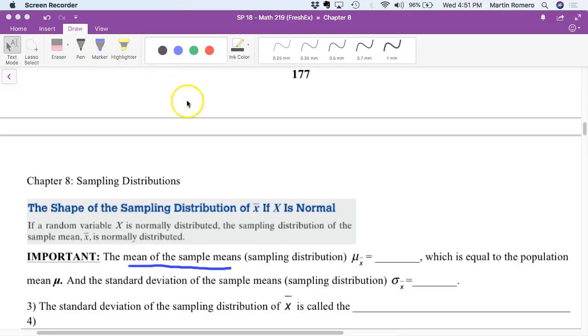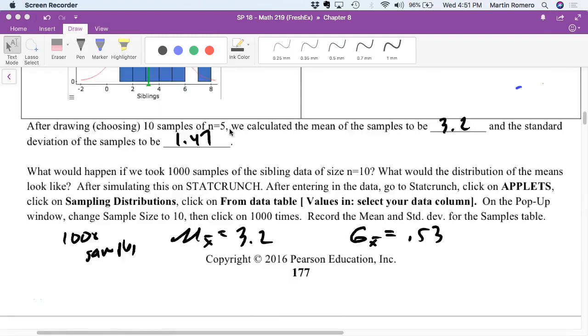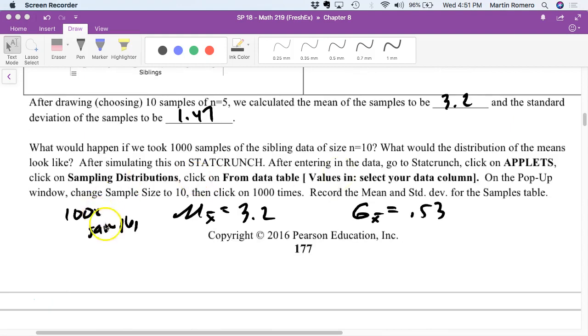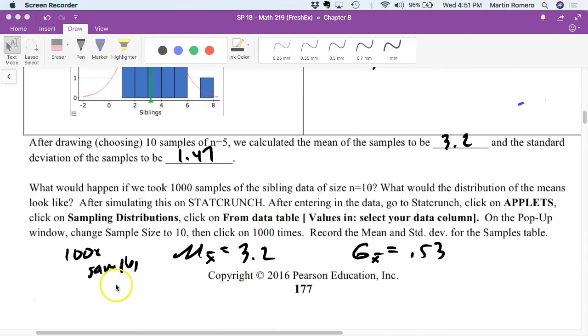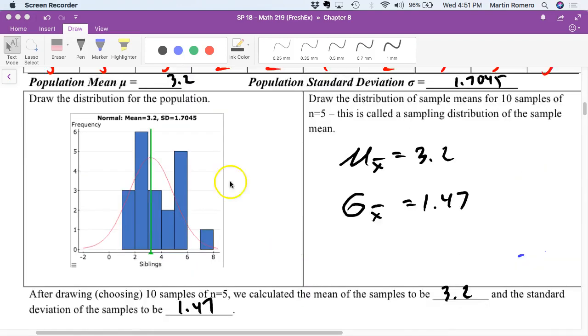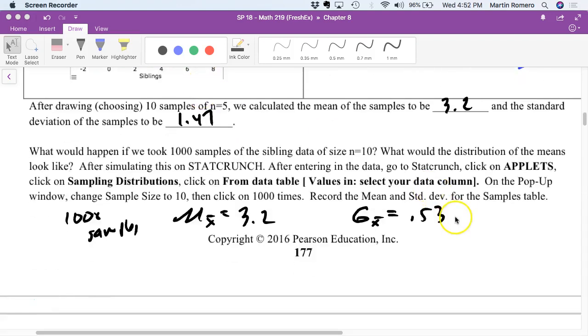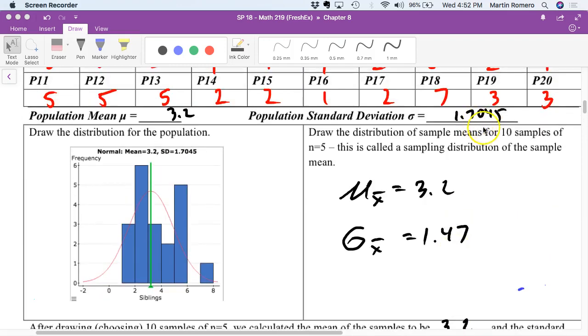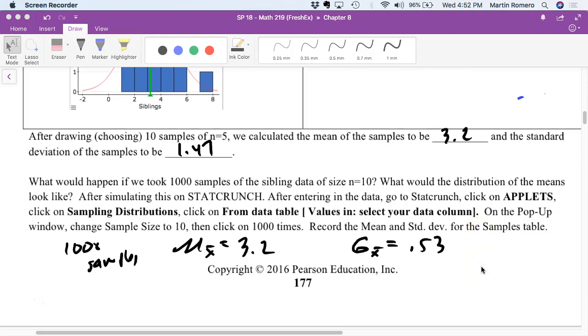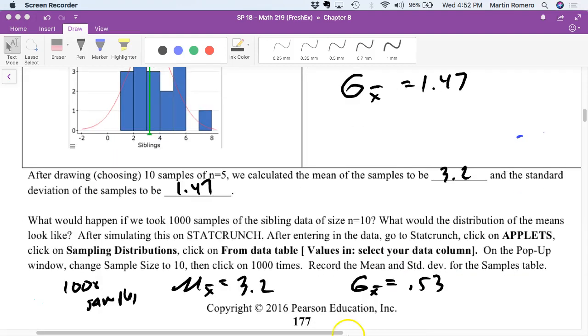This is chapter 8.2, part 2, sampling distributions. We left off doing a simulation and we did 1,000 samples and found that the mean of the samples equals the population mean. But the standard deviation seems to have an adjusted value, smaller.